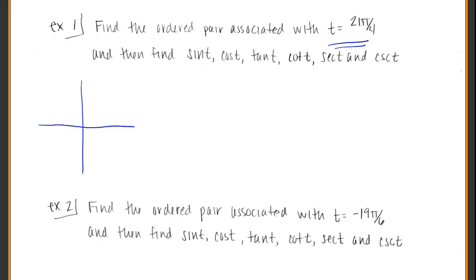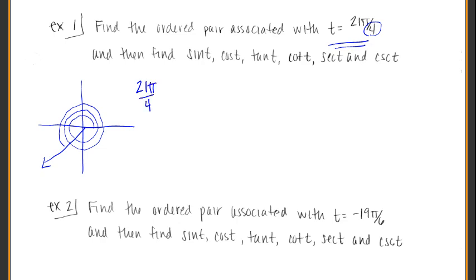The bottom number says 4, so I'm going to divide each hemisphere into 4s. So there's 1/4, 2/4, 3/4, 5/4, 7/4, 9/4, 11/4, 13/4, 15/4, 17/4, 19/4, right there, 21/4. 21 pi over 4.